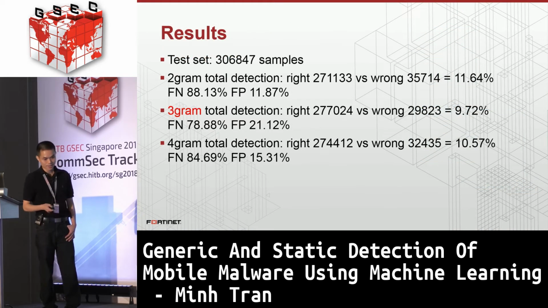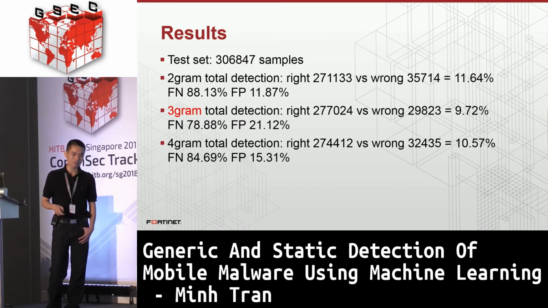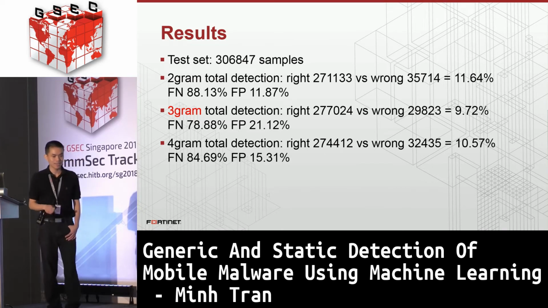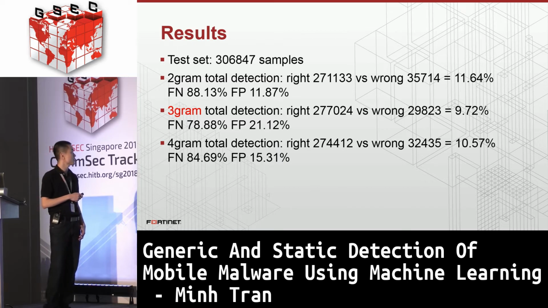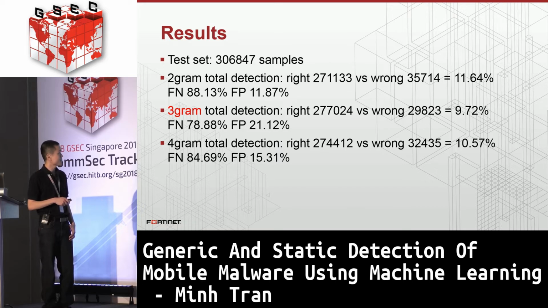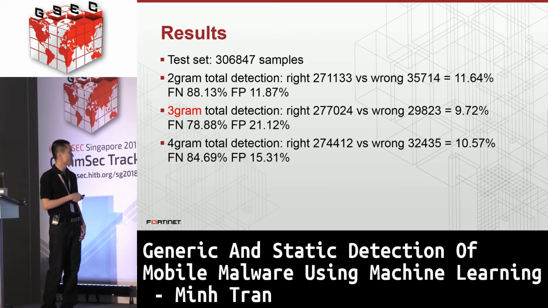And with that, let me show you the result here. For the test set, we have more than 300,000 samples from VT. And as you can see over here, for 2 gram detection, you have the detection rate like this. So the false positive rate is actually still quite high. It's 11% over here. And for the 3 gram, the false positive rate is already like this. So it's the best performance of the entire system. And for the 4 gram detection, it's worse off again. So that's why we decided to settle with the 3 gram.